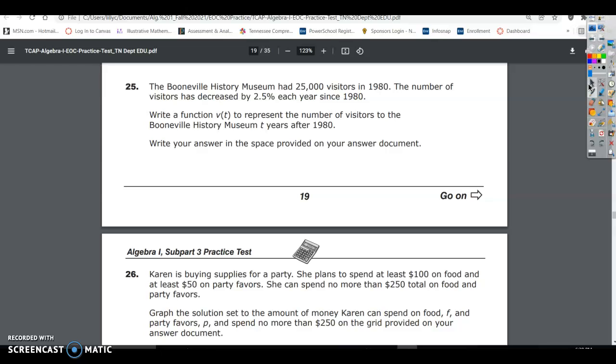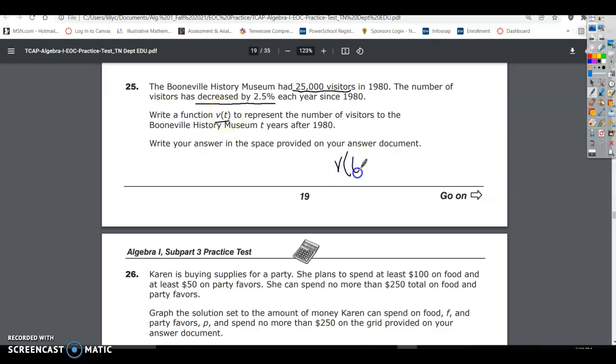Alright, so a few things that we notice here. We started with 25,000 visitors, and it's going to decrease at a percentage. So it's not decreasing at a constant rate, so we know it's not linear. So it's going to have to be exponential. It says write a function, V of t.